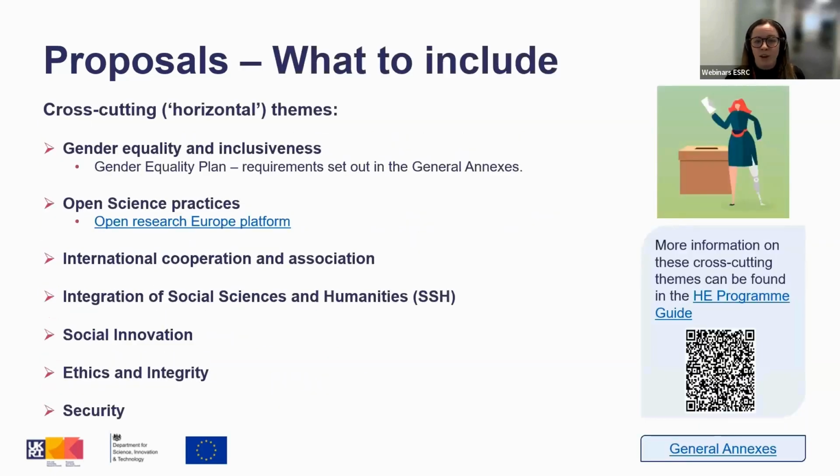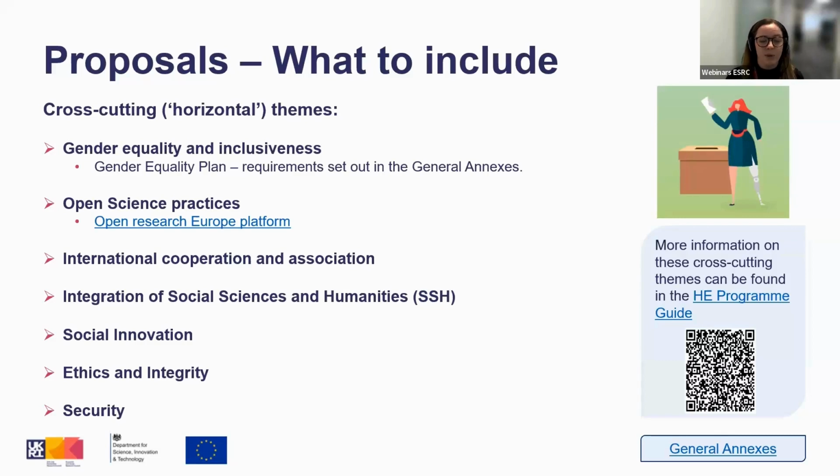So other than the obvious principles, like ensuring your proposed work is within the scope of the work programme topic and call, and that you meet the essential criteria, there are other aspects that you need to make sure you've included, such as the cross-cutting or horizontal themes, which are also mandatory, but sit outside of the work programme text. Now, these can be found in the Horizon Europe programme guide, which I've linked on this slide. And these also have supplementary guidance in the general annexes document, which I've also linked on the slide.